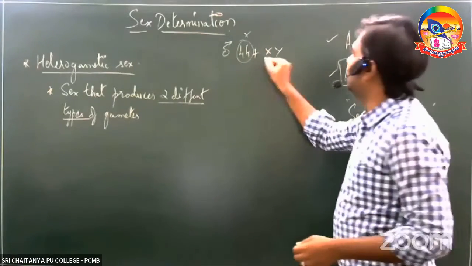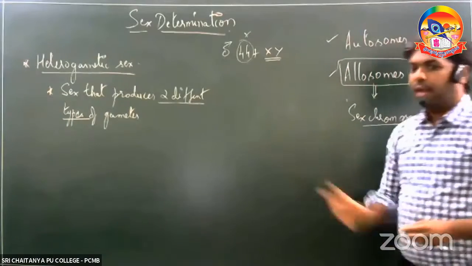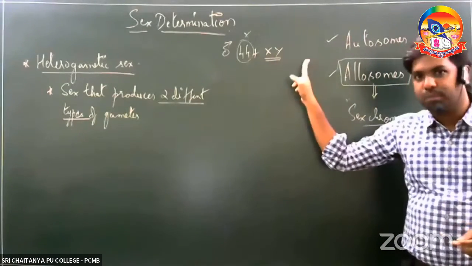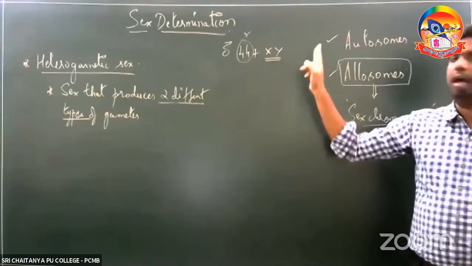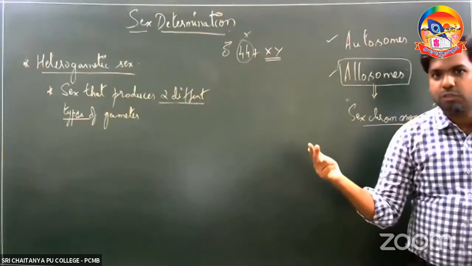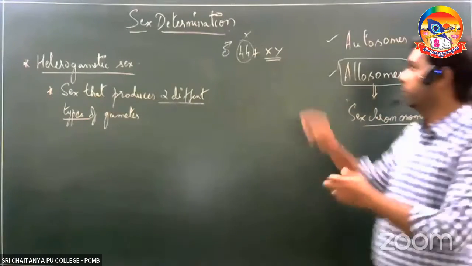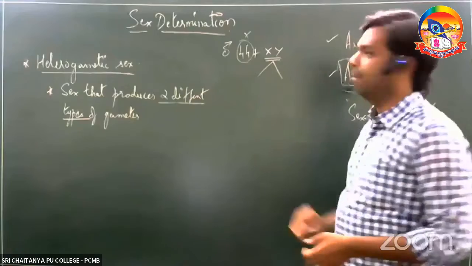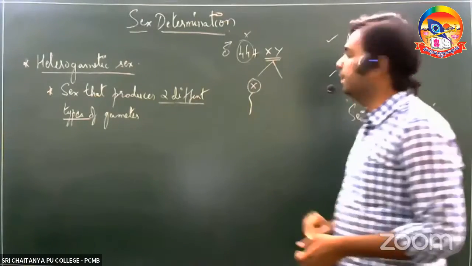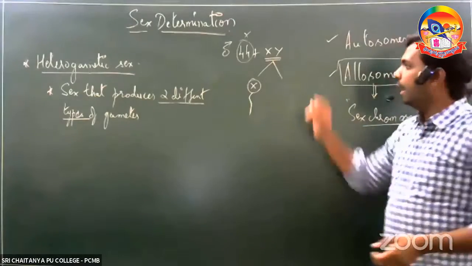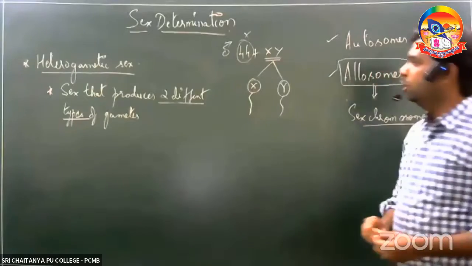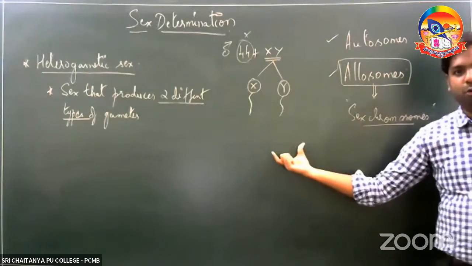So let us take these two allosomes. Now these two allosomes are said to be dissimilar. X is different, and Y is different. So during the process of gametogenesis, two different types of gametes would be produced. One will have a sperm containing the X chromosome. The other gamete will have a sperm containing the Y chromosome. So two different types of gametes are produced.